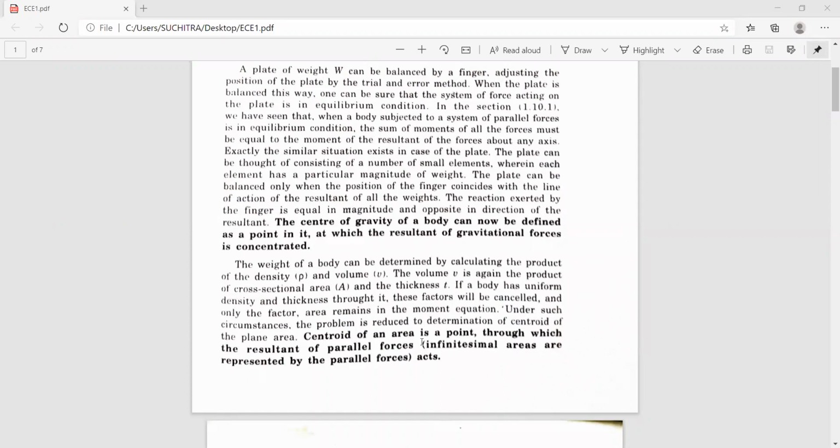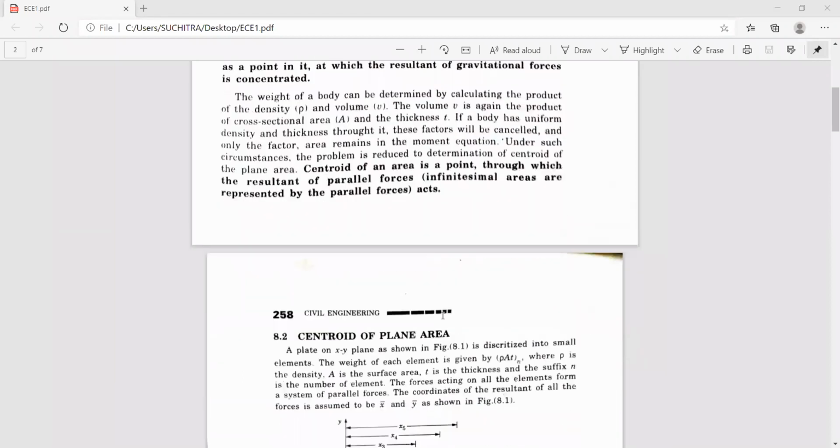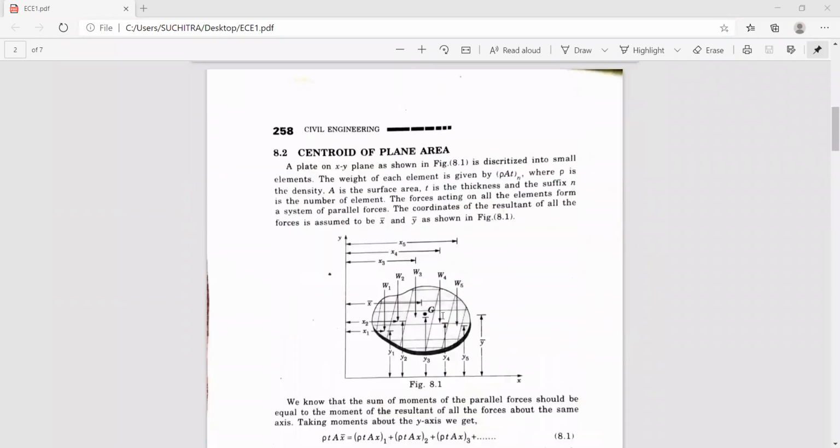Now, centroid of an area is a point through which the resultant of parallel forces acts. Whereas the center of gravity of a body is where the resultant of gravitational forces is concentrated, the centroid of a plane area is a point in it, also called the geometric center, through which the resultant of all the forces acts. We shall understand this concept in a better way.